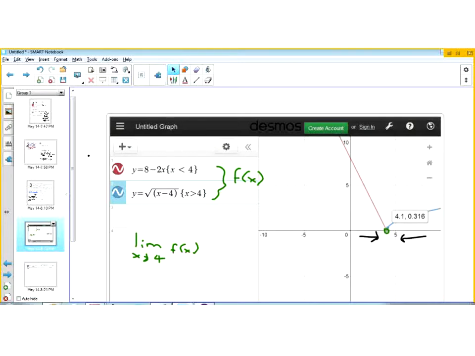So here's a case where the limit of a piecewise defined function exists, and we'll say that is 0. Even though the piecewise defined function is not defined at x equals 4, its limit is equal to 0. Okay, all right.